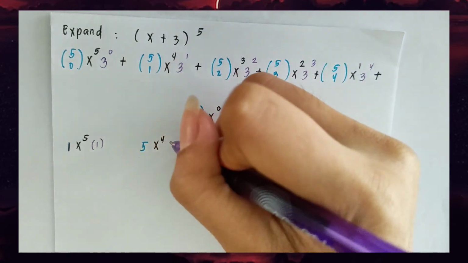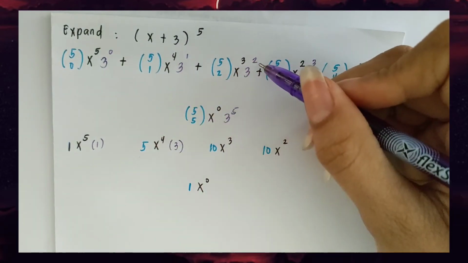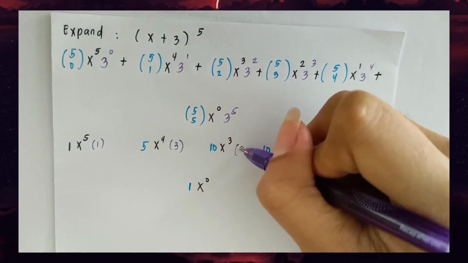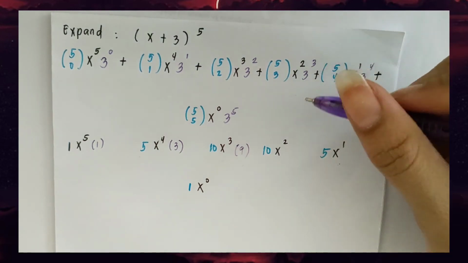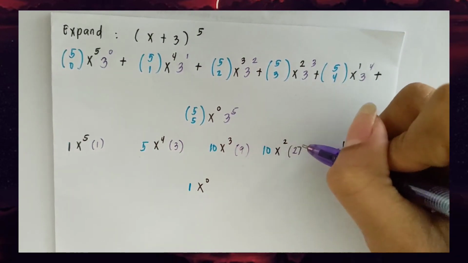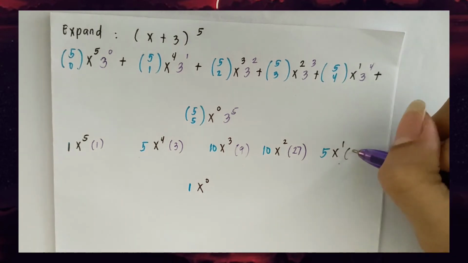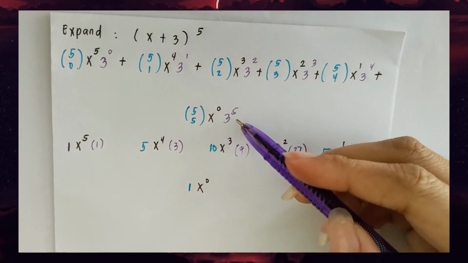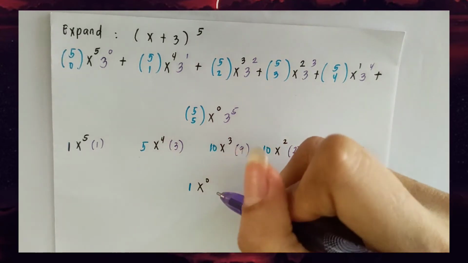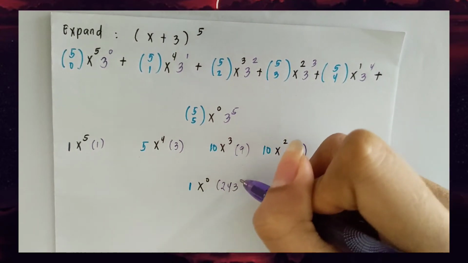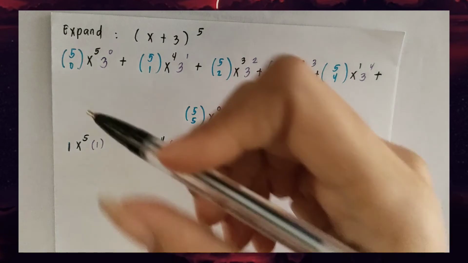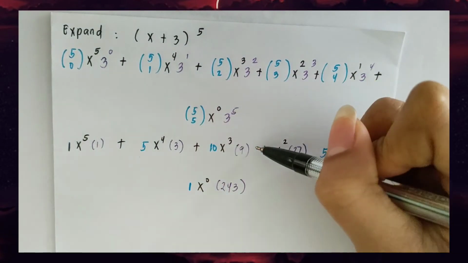3 raised to 1 is 3. 3 raised to 2 is 9. 3 raised to 3 is 27. 3 raised to 4 is 81. And then 3 raised to 5 is 243. Plus symbol.